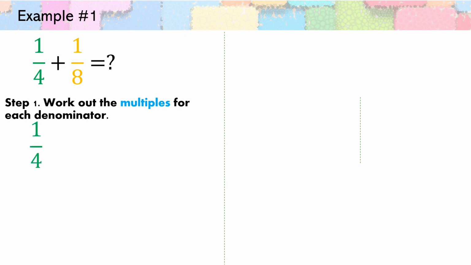1/4, the denominator 4. What are its multiples? That is 4, 8. Next fraction, 1/8. Multiples of the denominator 8: 8. Why did I stop listing the multiples of both denominators? We only need the smallest, or what we call the least common multiple of 4 and 8. That is 8.